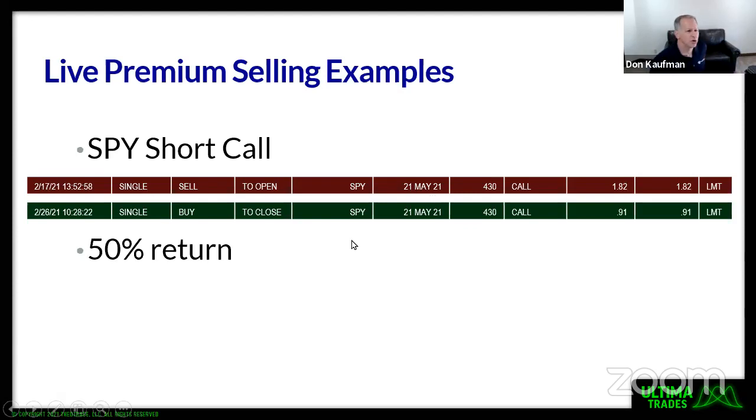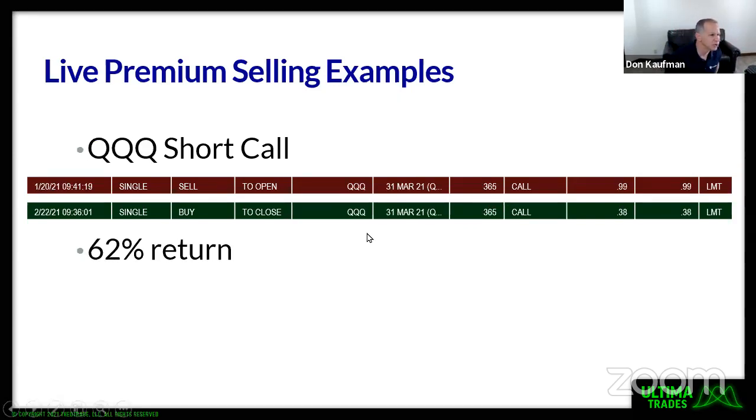Another SPY short call, 430 calls. So we're $5 out. As I said, I'm just staggering the trades. Okay, 50% return. Here's a 62% return inside of a short call for the QQQ. Here's another 50% return, short call on the QQQ.